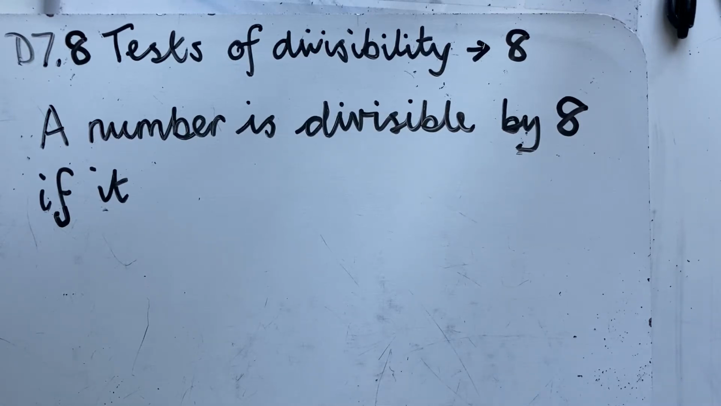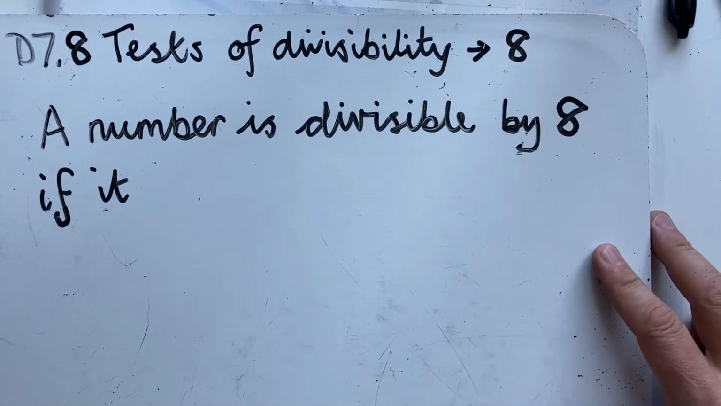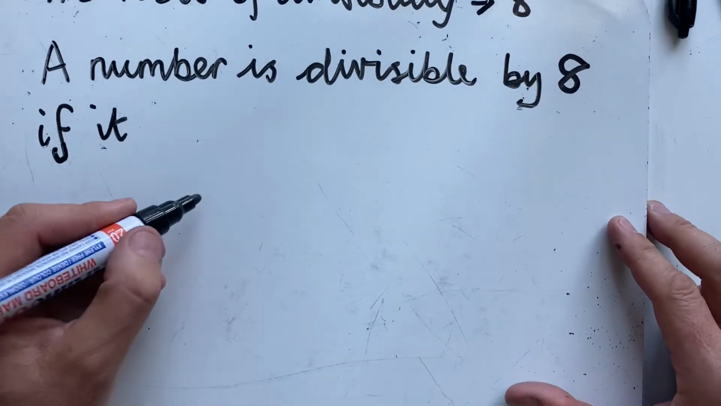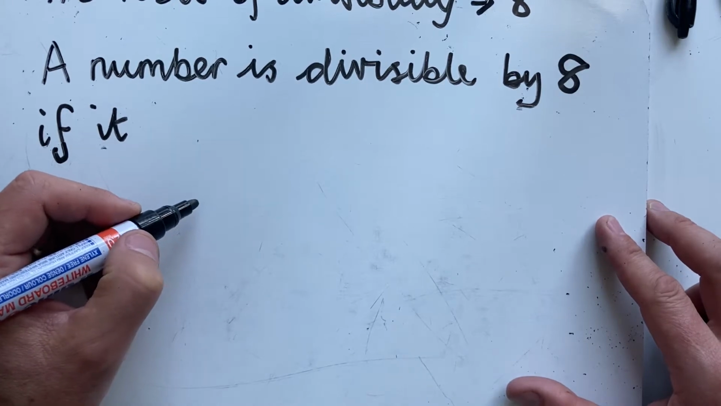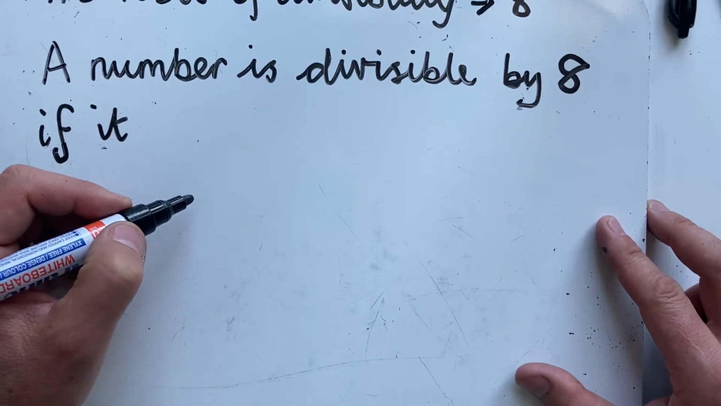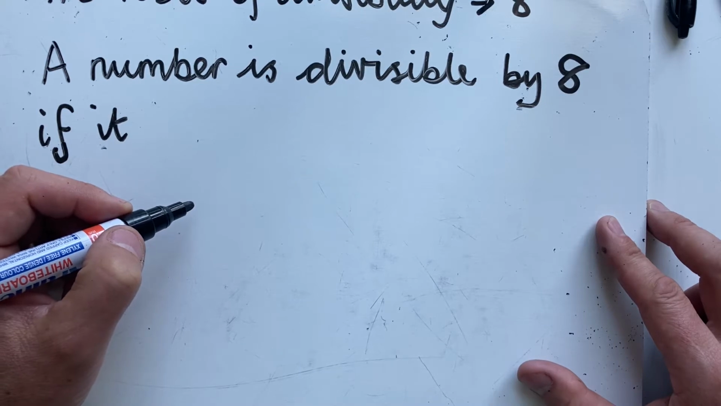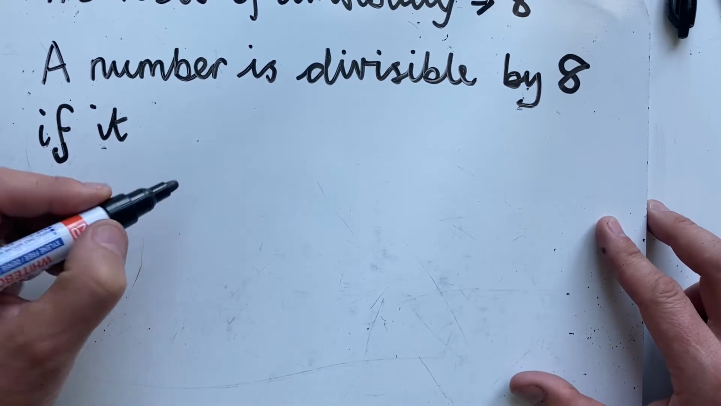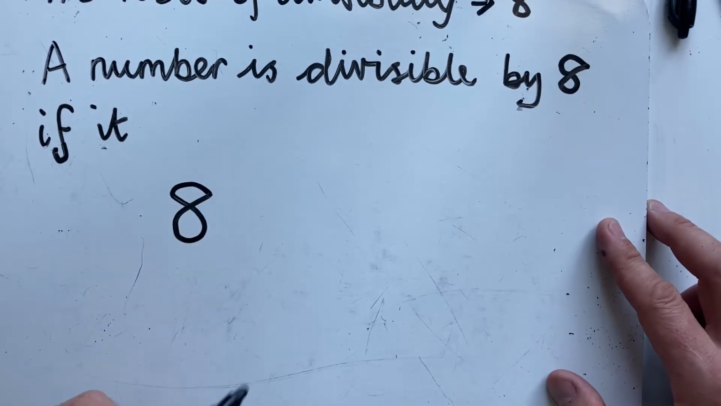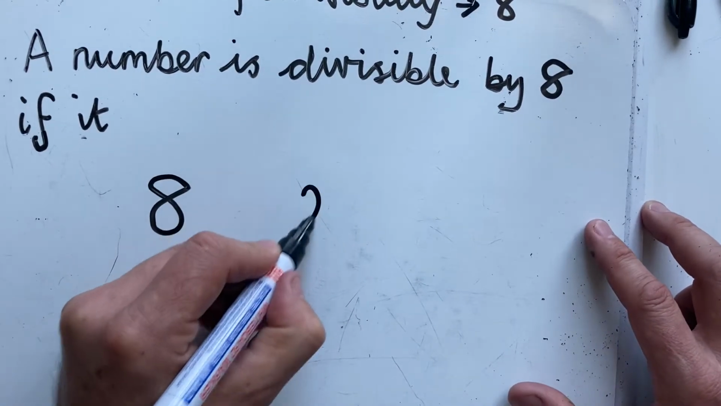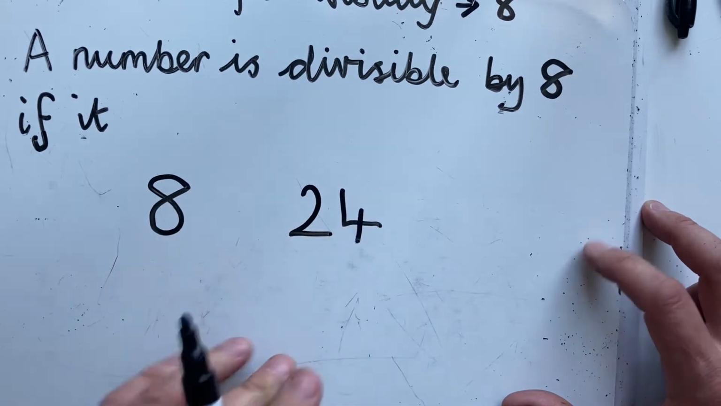This is video D7.8, tests of divisibility by 8. So a number is divisible by 8 if, well, let's have a look. I'm going to choose some numbers which I know are divisible by 8. And just as a reminder, that means that when the number divides by 8, they don't leave any remainders. So I know that 8 is divisible by 8. I know that 24 is in the 8 times table.